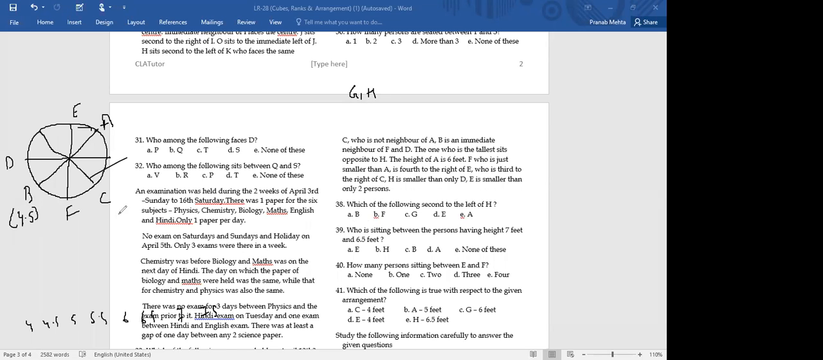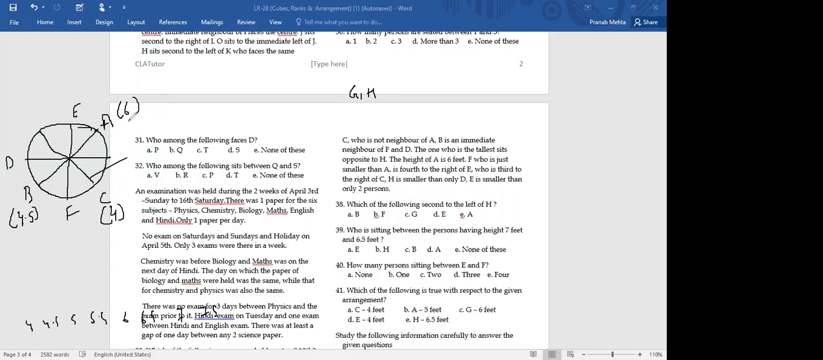And C's value will be 4. No doubt? Okay. A's value they have already given, sir. Yes, wait. Let us go slow. The one who is tallest sits opposite to H. We already know, so we'll find who is the tallest. The height of A is 6 feet.